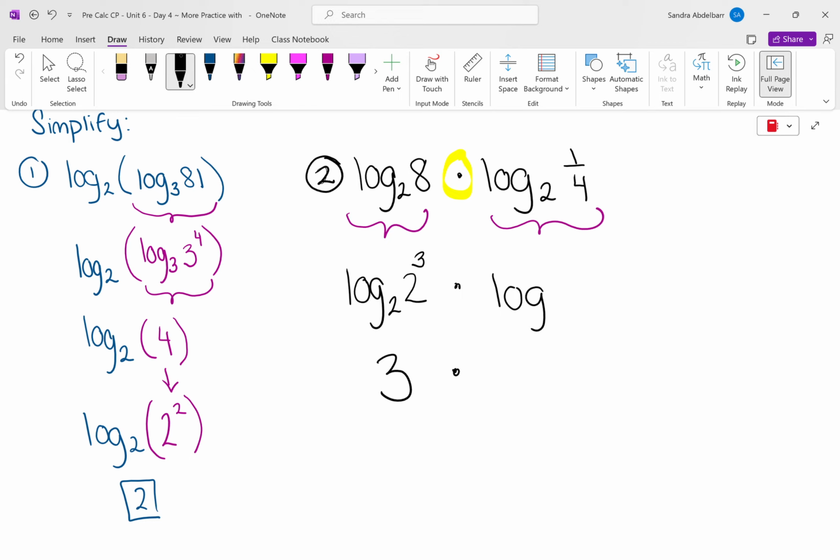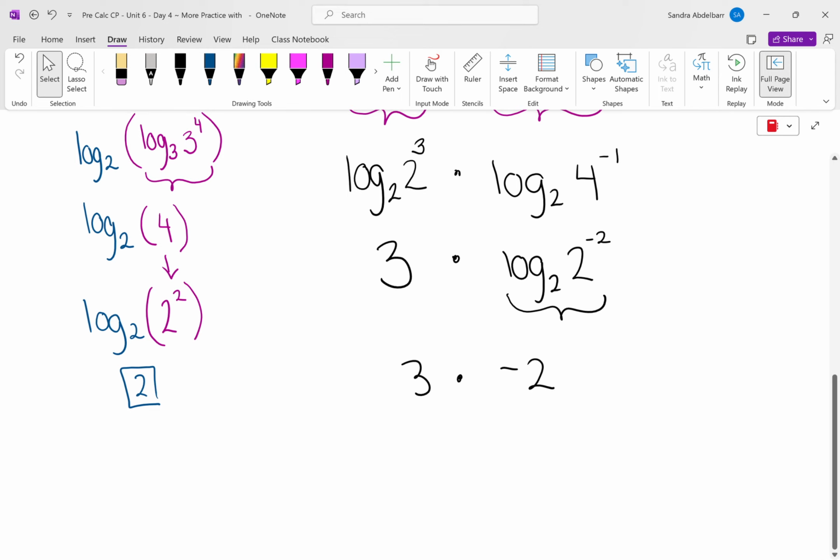For this next part, I'm going to change this into log base 2 of 4 raised to the negative first. What do you think I'm going to do with that 4 now? Yep, log base 2 of 2 to the negative second. So what does this whole thing simplify to? Negative 2. So then we have 3 times a negative 2, which is negative 6.